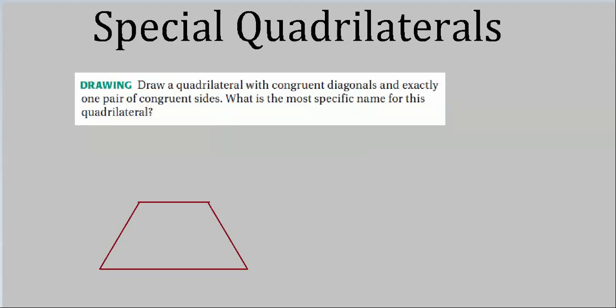So what is a quadrilateral with congruent diagonals and exactly one pair of congruent sides? Well, congruent diagonals, that could be rectangle, square, or isosceles trapezoid. Only one pair of congruent sides? Well, in an isosceles trapezoid, we have exactly one pair of congruent sides. These sides are not congruent. So, you should have drawn an isosceles trapezoid. Pretty easy.